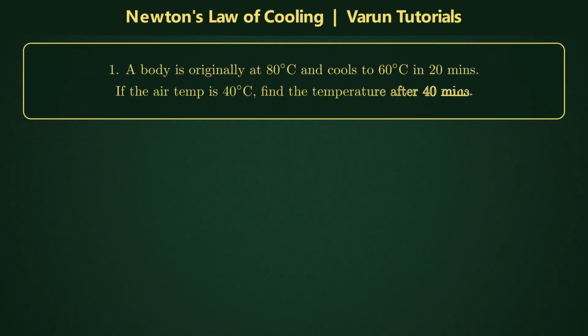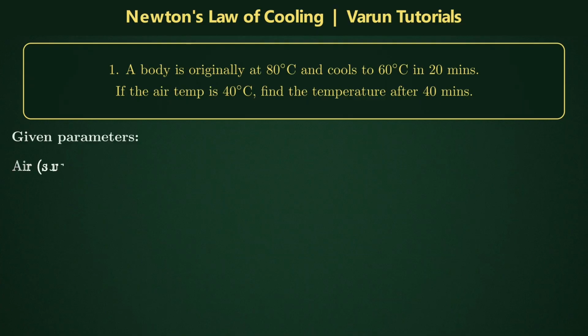Let's solve the example. A body is originally at 80 degrees Celsius and cools down to 60 degrees Celsius in 20 minutes. If the temperature of the air is 40 degrees Celsius, find the temperature of the body after 40 minutes. Let's write down the given parameters from the problem.